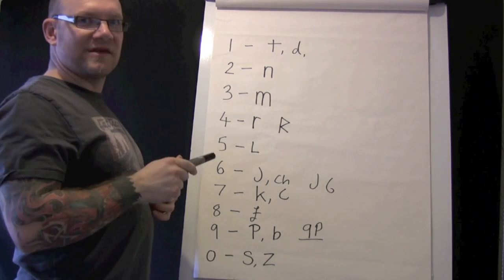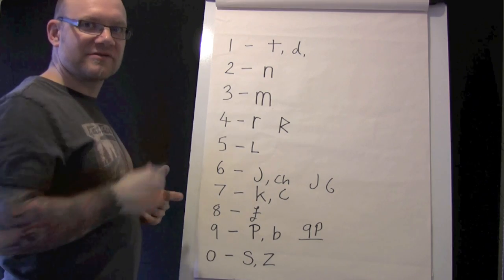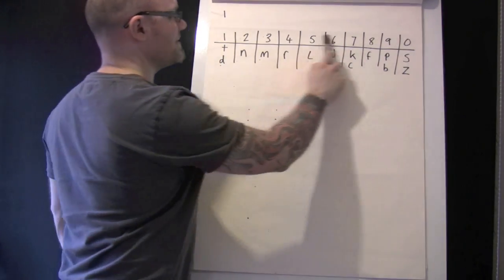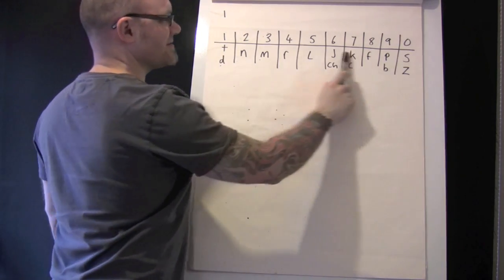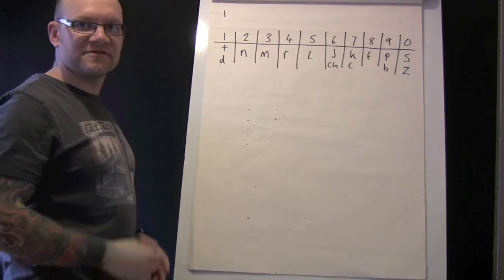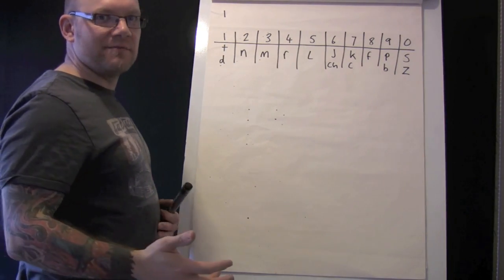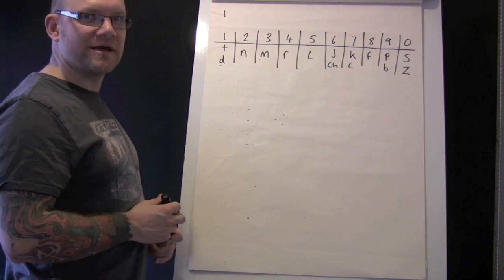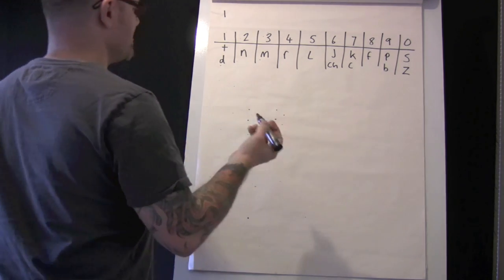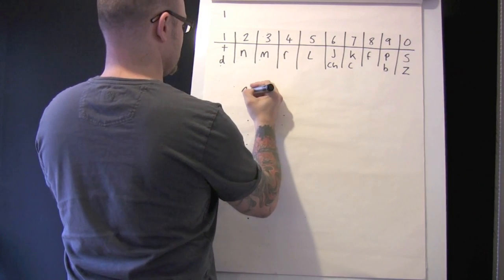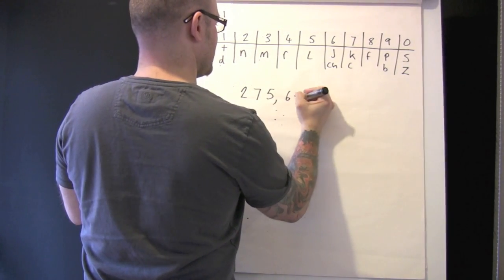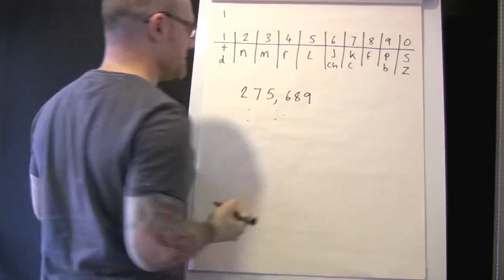So how do we use this technique to remember numbers? Well, let me show you. Here I have a table with the numbers and then the letters that correspond to those numbers. So let's write out a random number and work out how we would use this mnemonic technique to remember it. We'll pick 2, 7, 5, 6, 8, 9.